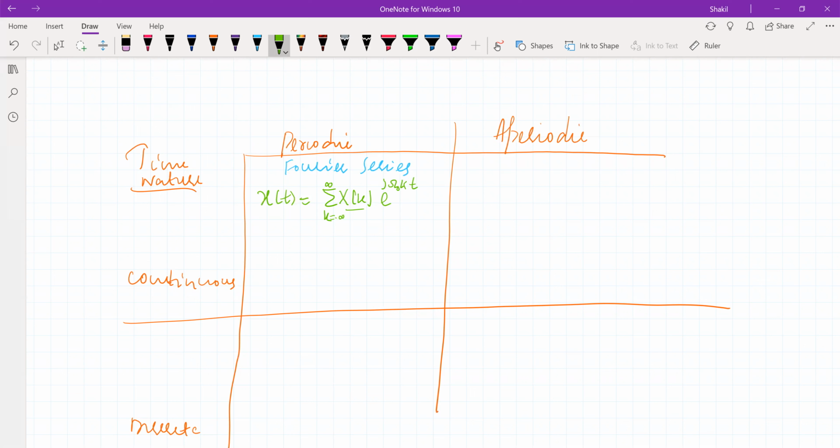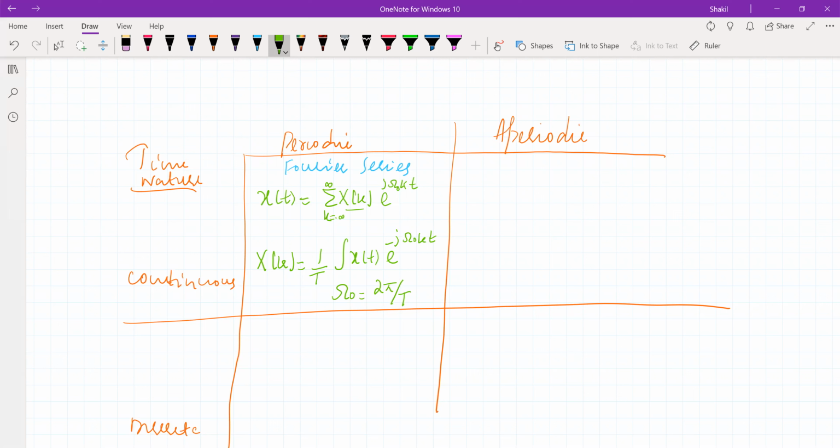Now this means this is a periodic signal. Now what is this x of k? x of k is the Fourier frequency representation. What is x of k? x of k is given by 1 by T integral x of t e raised to the power minus j omega naught kt. What is omega naught? Omega naught is simply 2 pi by T, because this is a periodic signal.